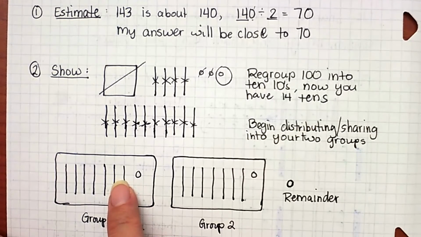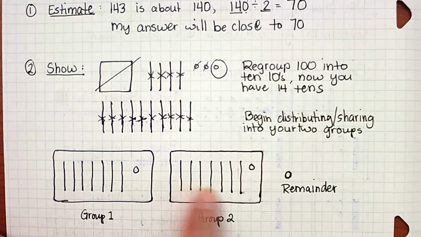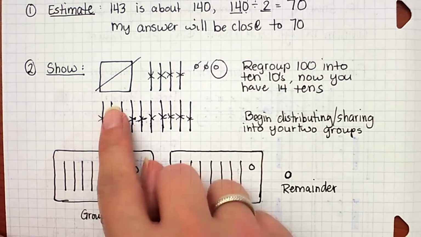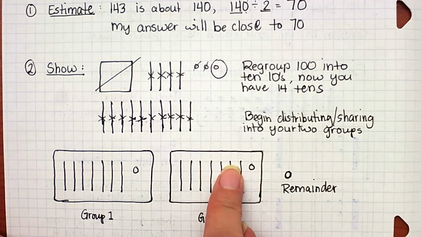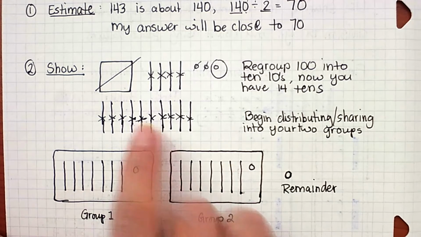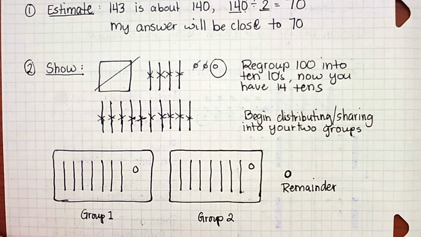So I know if I have 14 tens, 14 divided by 2 is 7. So there's going to be 7 here and 7 here. If you're not sure, just start putting 1 in each group until you run out. So I was able to share all of my tens. I didn't need to break apart the tens. I was able to share all of them completely.